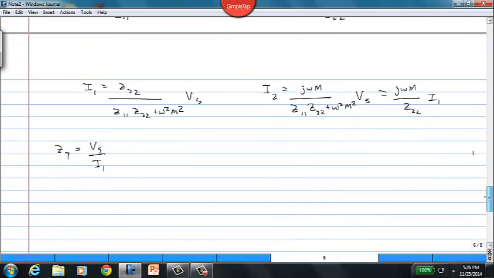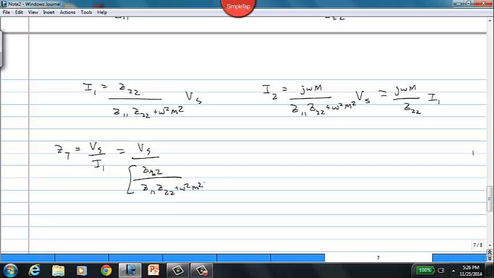Z total. And so I'm going to take Vs and divide it by I1. I've solved for I1 right there. That's Z22 over Z11 Z22 plus omega squared M squared, times Vs. And notice that the Vs's cancel out of that, and I just flip this and I get Z11 Z22 plus omega squared M squared over Z22. I can simplify this by canceling out the Z22's. That's equal to Z11 plus omega squared M squared over Z22.